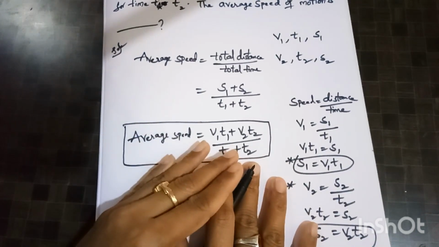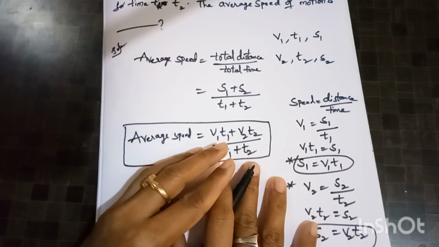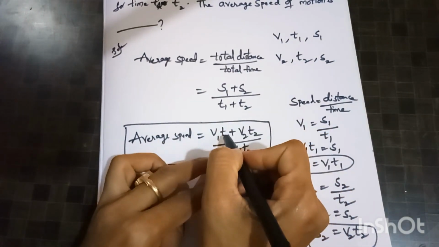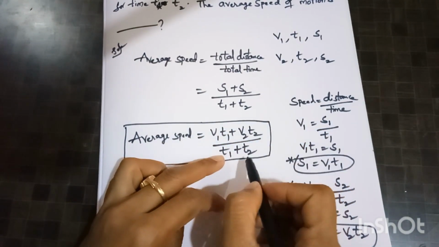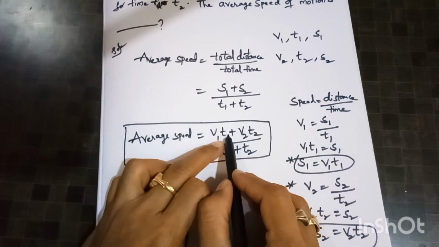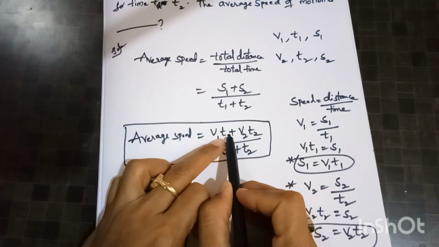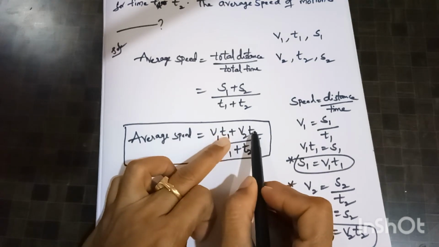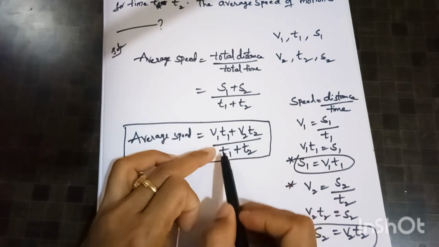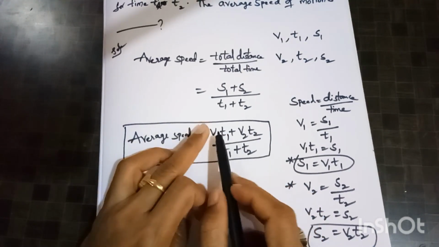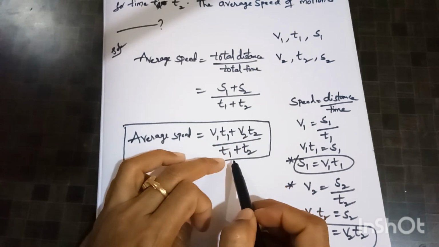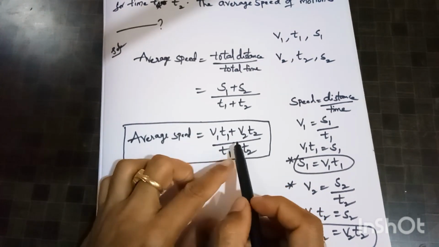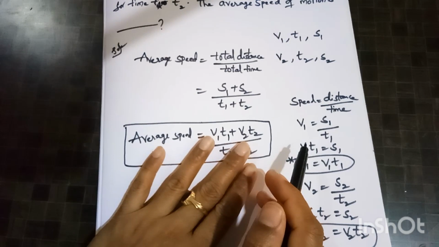So some students will calculate that by taking common t1 and t2 from the numerator. You can't take common in the numerator because there are two different times t1 and t2. If you have any common terms, you can take them common and you can cancel with the denominator. There is no common term to take as common. So this is the average speed of the motion.